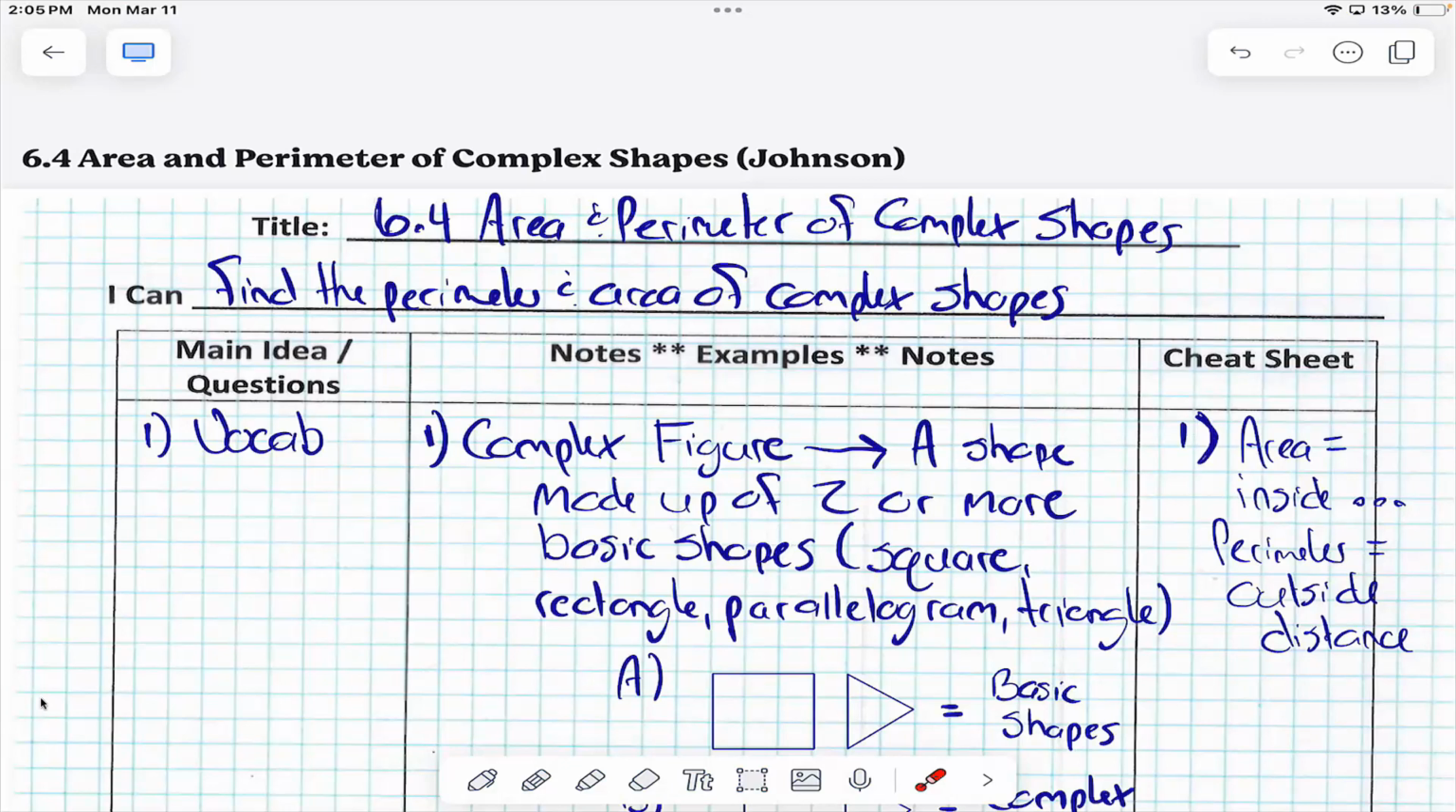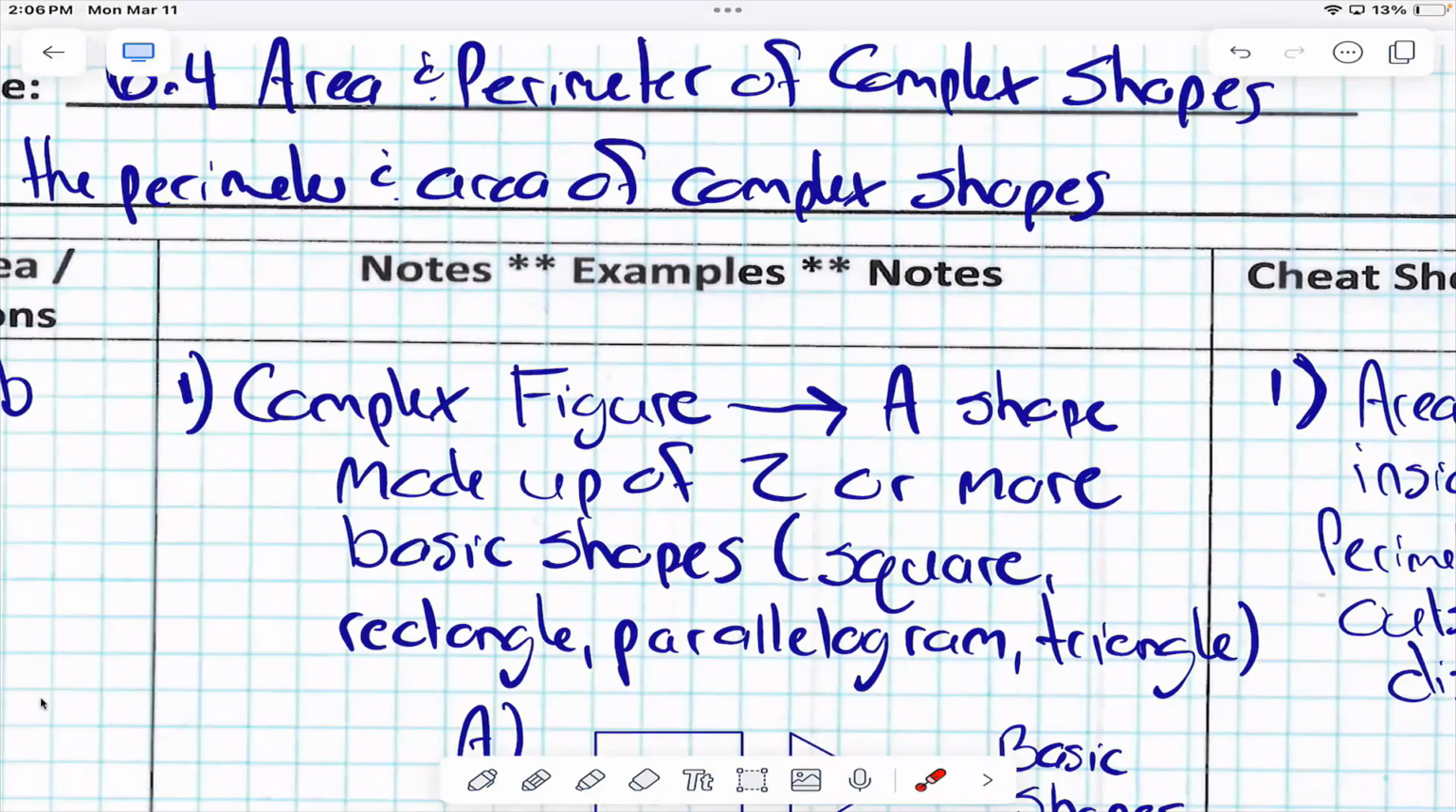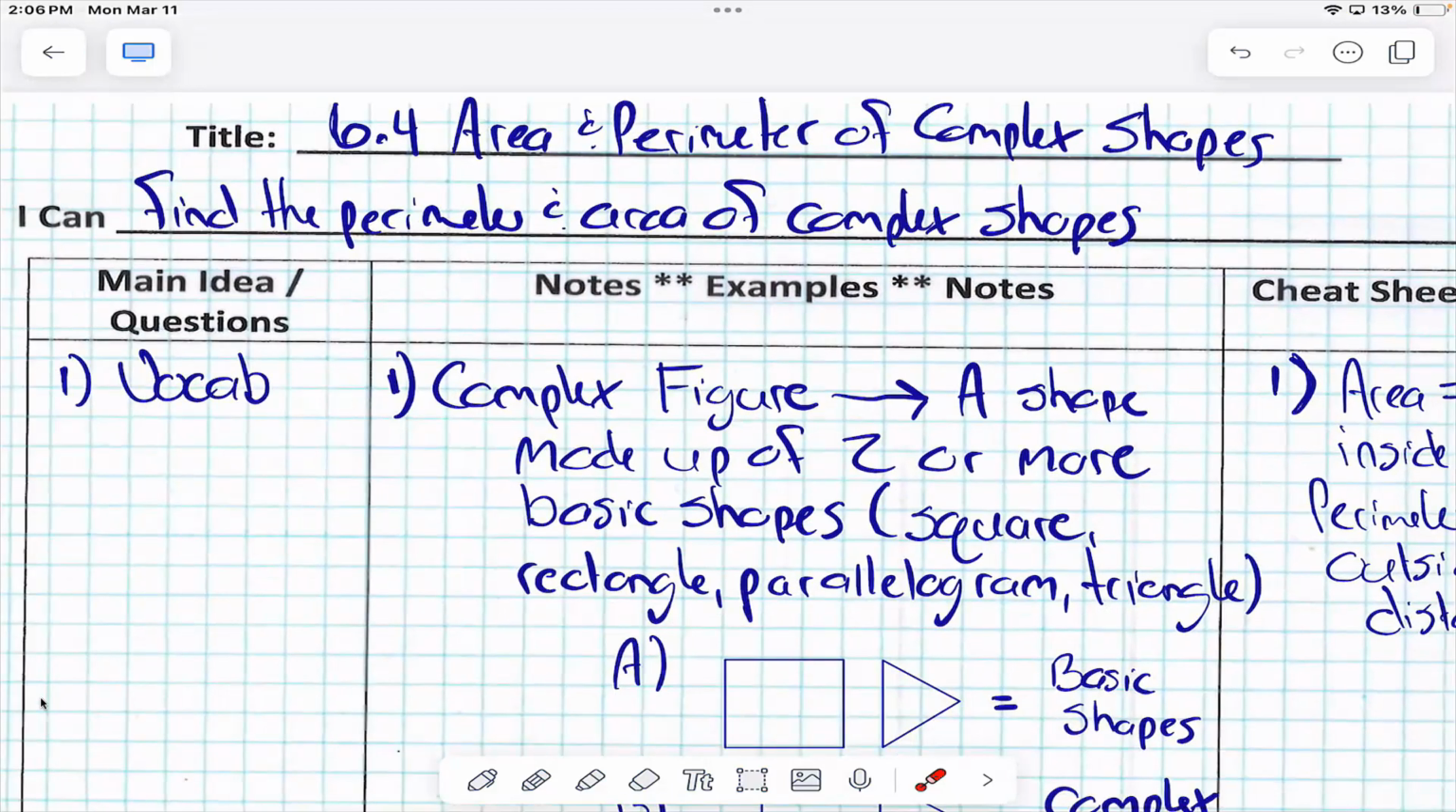Today we finished 6.4, area and perimeter of complex shapes. Can you find the area and perimeter of these types of shapes? So a complex shape and a complex figure really mean the same thing. Figure, shape, same. A complex figure is made up of what?